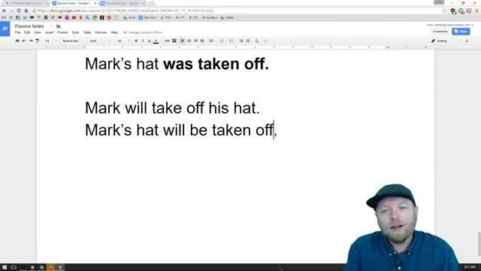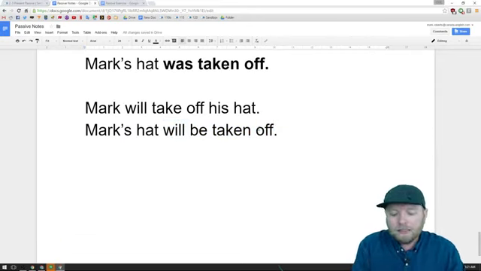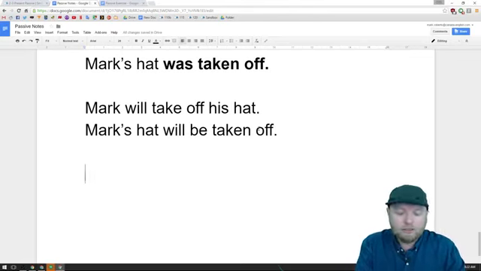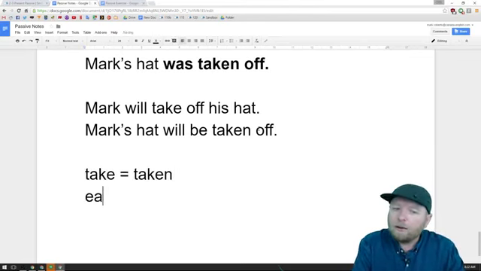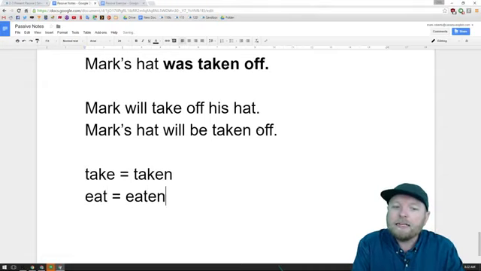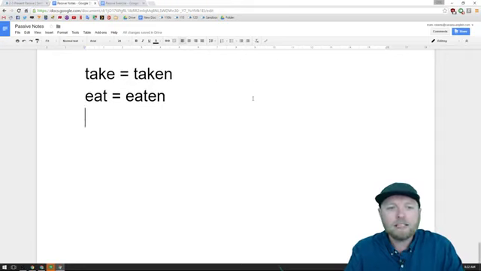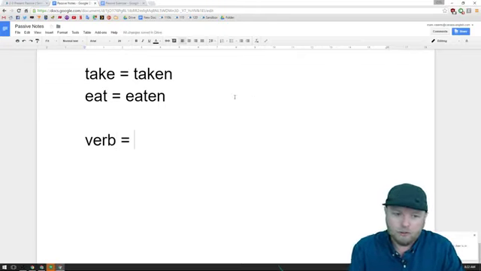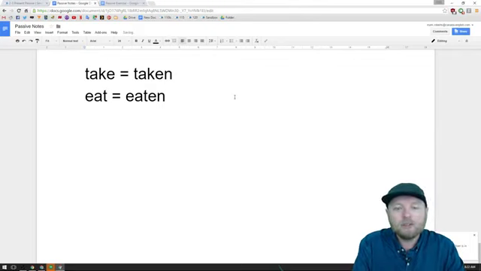Right now, guys, in the chat, please write, I want to see some examples of past participles. So here we have the example take, taken. What about eat? Well, eat, eaten. I want you guys to show me that you understand past participles. So right now, please, in the chat, please write the verb equals and then the past participle.